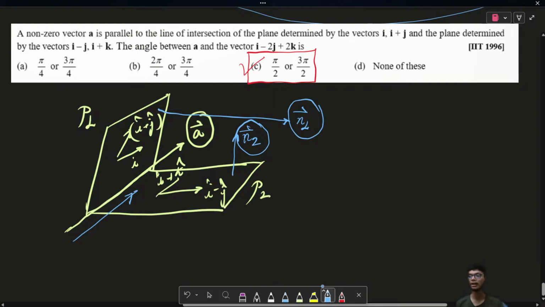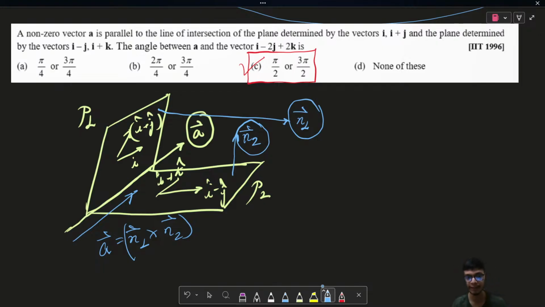So the easy way to find this particular vector is to just take a cross product of the two normal vectors. So this a vector can be easily obtained just by doing the cross of the normal vectors. Now the problem here is how you are going to formulate the normal vector, or how will you find the equation of the plane? To find the equation of the plane, it is very simple.